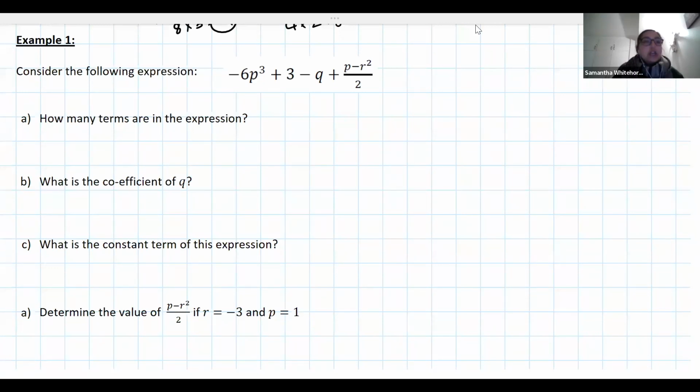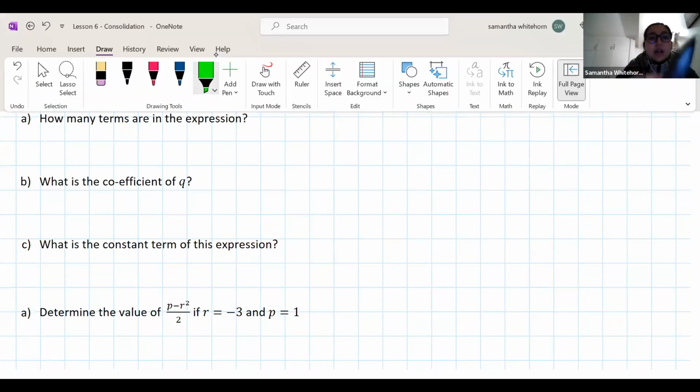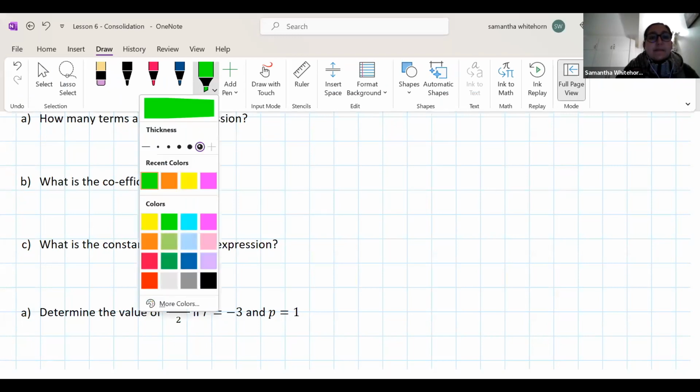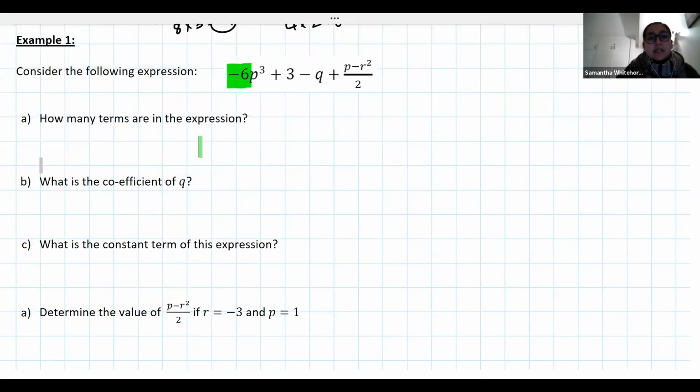All right. So if we have a look, it says example 1, consider the following expression, and we have been given the expression as follows. So we have got minus 6p cubed plus 3 minus q plus the fraction p minus r squared over 2. That's what we've got. And what we need to remember is that this is now going to be used to answer all of these questions below. So I need to keep referring back to this expression to help me answer the questions. So we're going to do these quickly on the chat together.